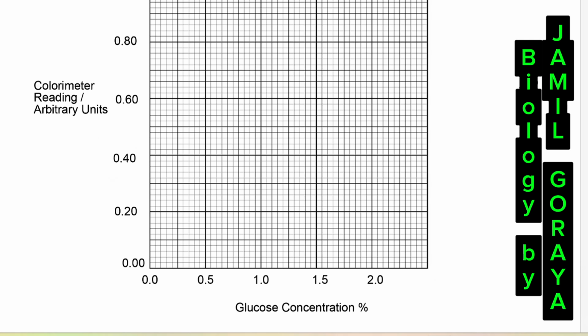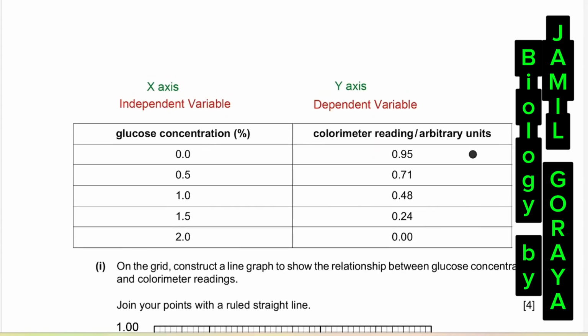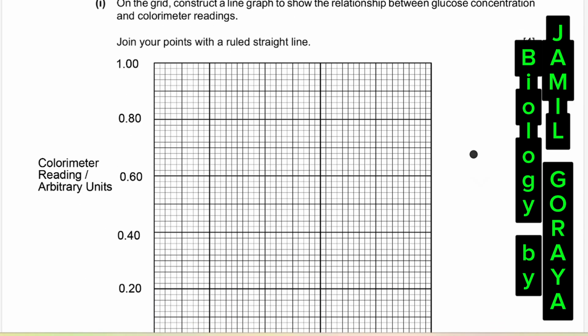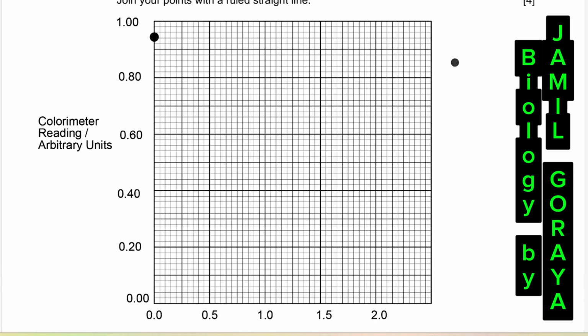Now third step is to plot the data. For plotting the data, what we do, we put dots as per the readings given. If we see the data at 0, the reading is 0.95. So what we will do is at 0%, reading is 0.95. This is 0.9 and this is 1. So in between will be 0.95. We will put a dot.